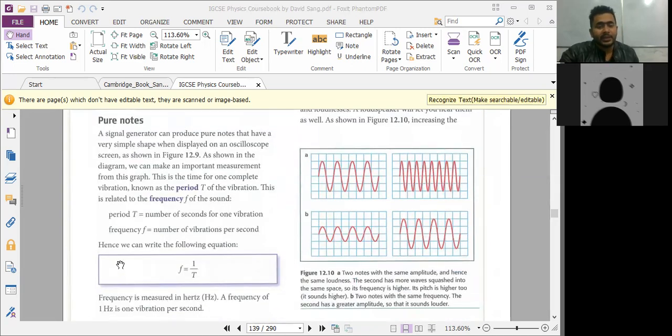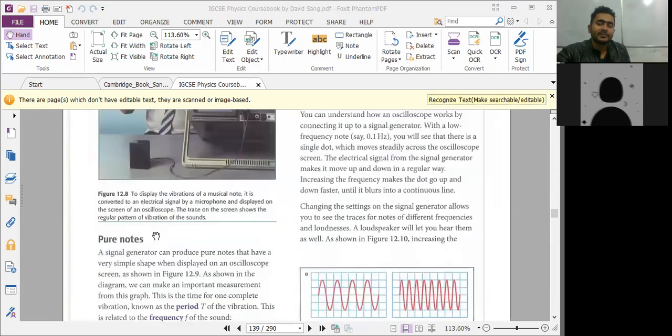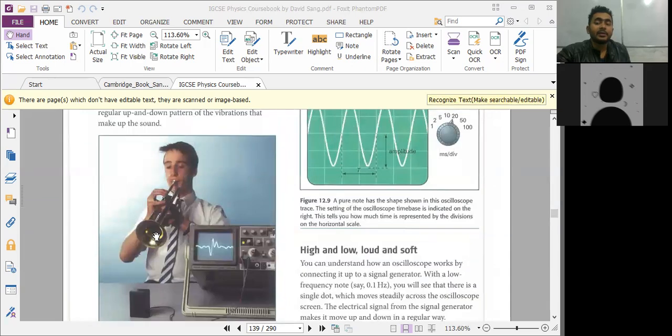Hence we can write the following equation: f equals 1 divided by t, right? So this is the equation. Frequency is measured in hertz and time period is measured in seconds. So frequency is hertz. Then why in this graph is it meters per second? In this graph, time is measured in seconds, so why meters per second? Milliseconds, not meters per second. Milliseconds. 40 milliseconds.